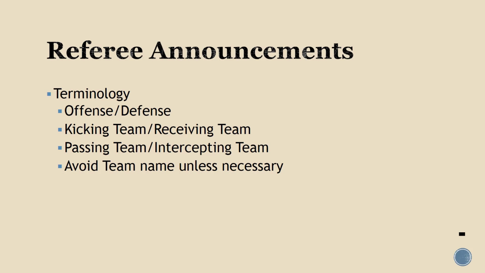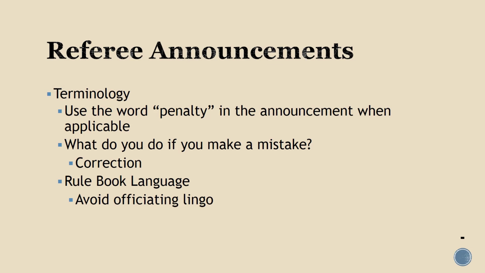Some terminology that you should use in your announcements would be offense or defense, the kicking team or the receiving team when referring to a play that involves a kick, the passing team or the intercepting team in a play that involves a pass. Avoid using team names unless necessary. When you make your announcement, always make sure you use the word penalty when it's applicable. An example would be, rather than saying holding 10 yards, say holding 10-yard penalty.